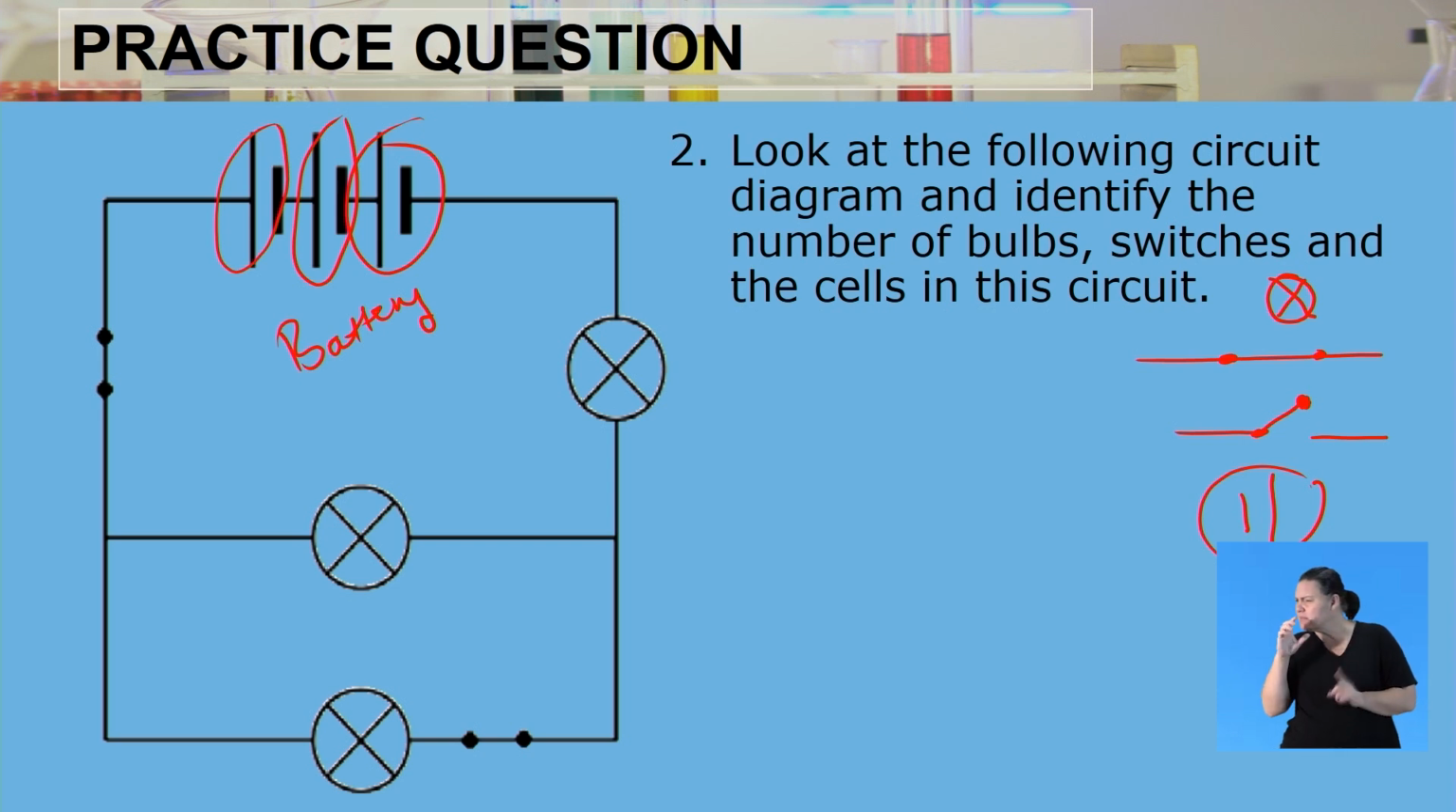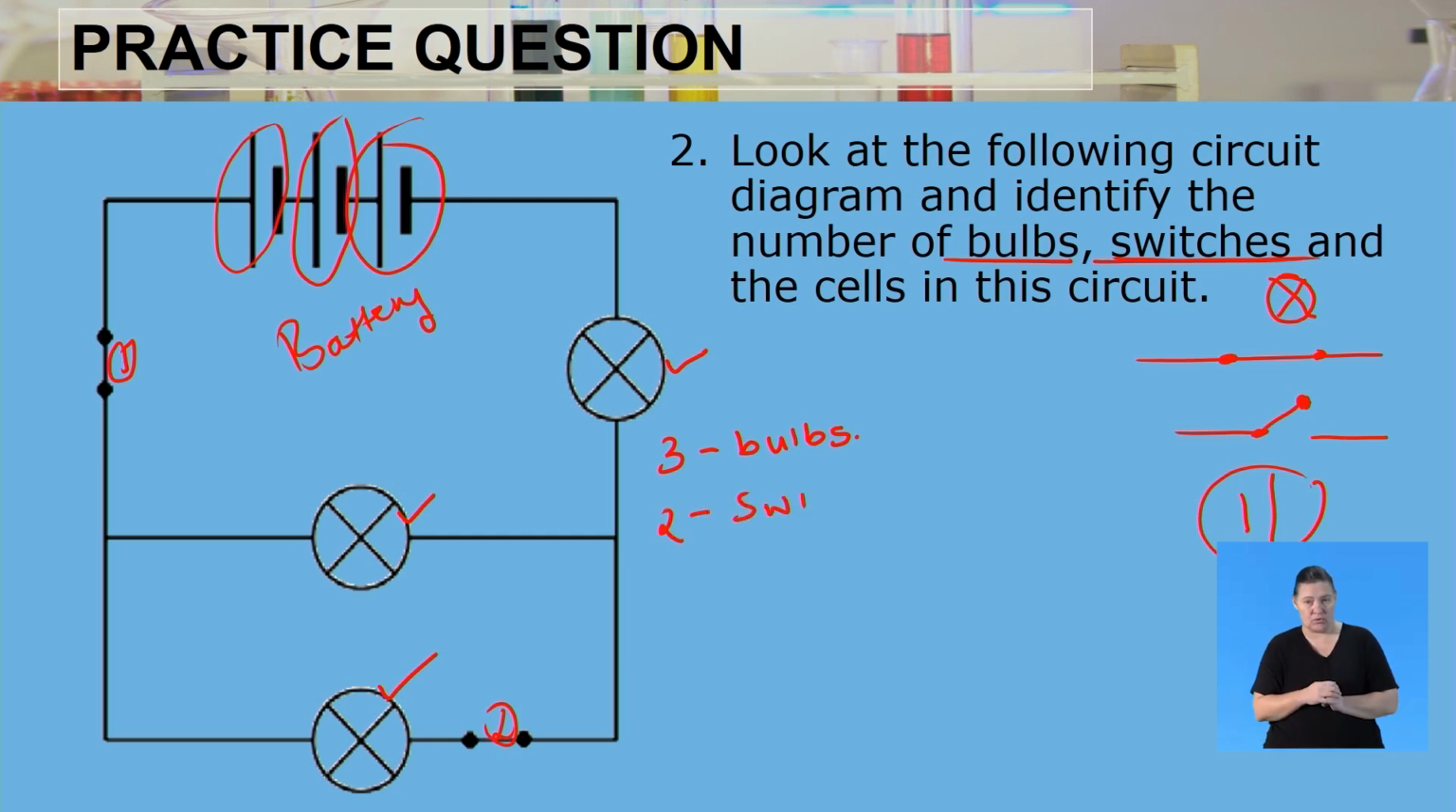So first of all, the number of bulbs: we have 1, 2, 3. So we have 3 bulbs. Second one, switches. How many switches do we have? And also, are they open or closed switches? So we are seeing that we have one switch here and another one there. So we have 2 switches, and both of them are closed. We can just quickly make a note there to say that our switches are closed.